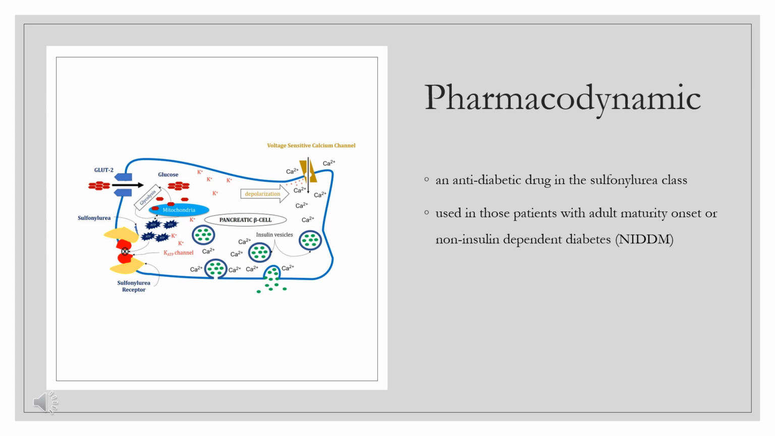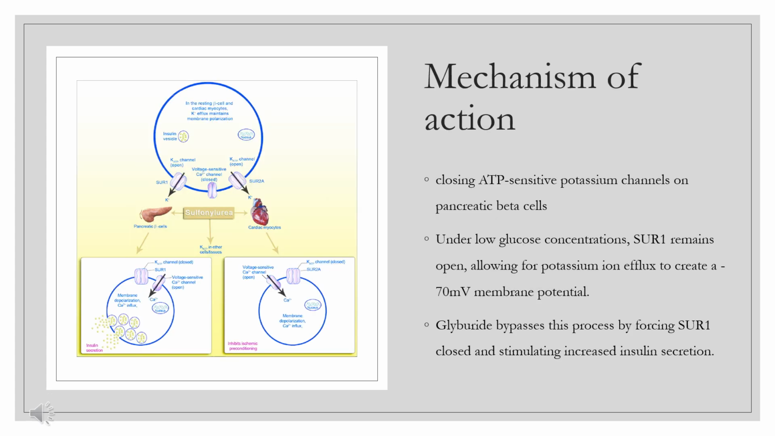Gliquidone is an antidiabetic medication, which is used in those patients with adult maturity onset or non-insulin dependent diabetes, NIDDM. It works by lowering blood sugar levels by stimulating the production and release of insulin from the pancreas. It also promotes the movement of sugar from the blood into the cells in the body which need it.